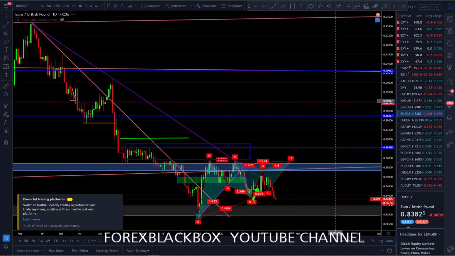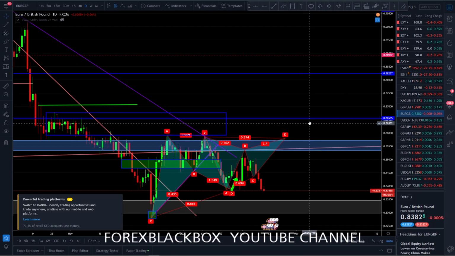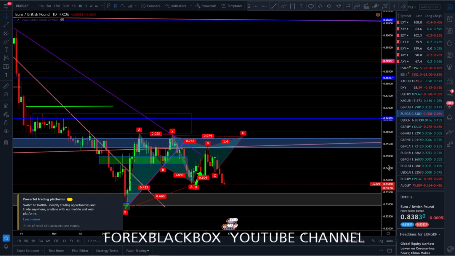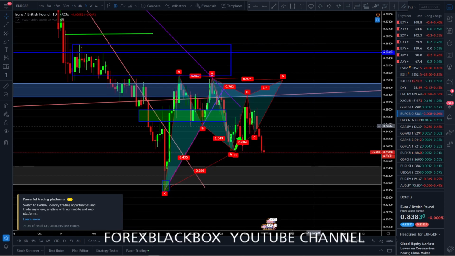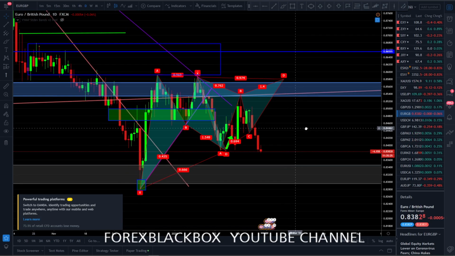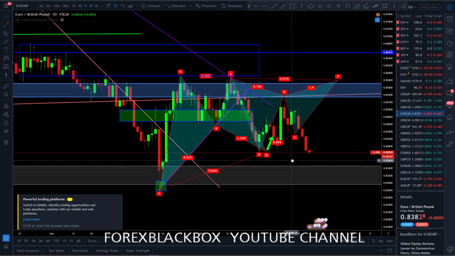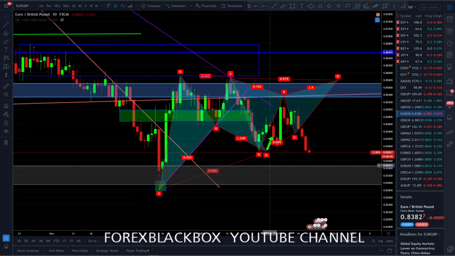Euro pound, you can see Euro pound is going down more. This pair is going to be a hot pair from next year, 2021, sorry, because we're going to be trading Euro and pound against each other. It's like we're no longer in the European Union.